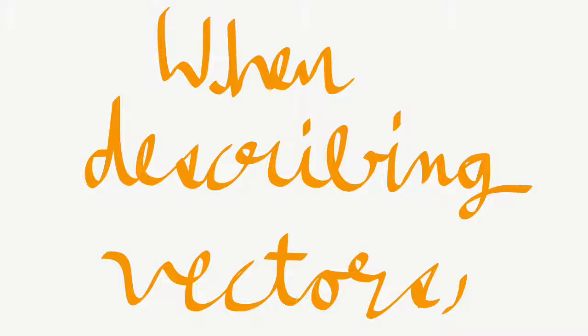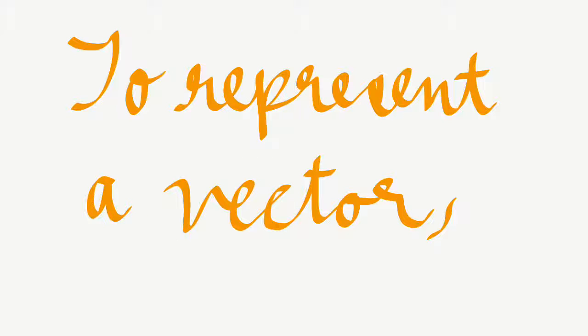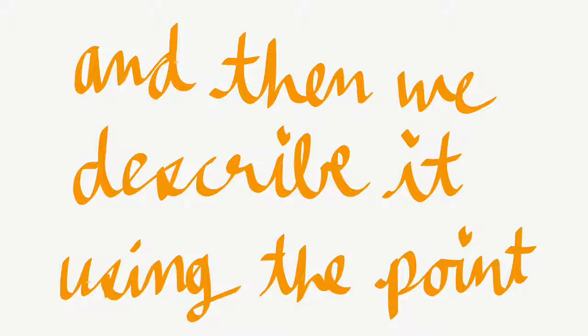When describing vectors, we usually put their tails at the origin, or this point right here. To represent a vector, we put its tail at the origin, and then we describe it using the point that the head of the vector is on.